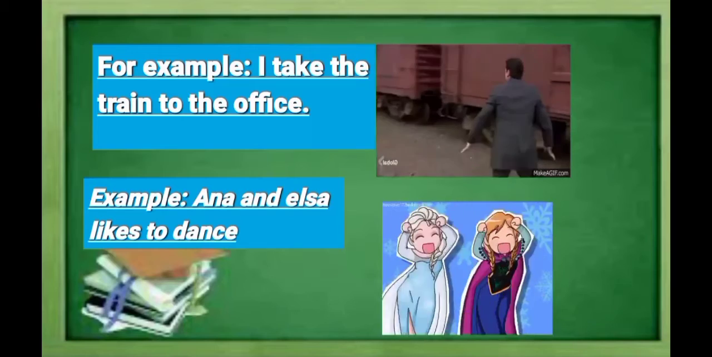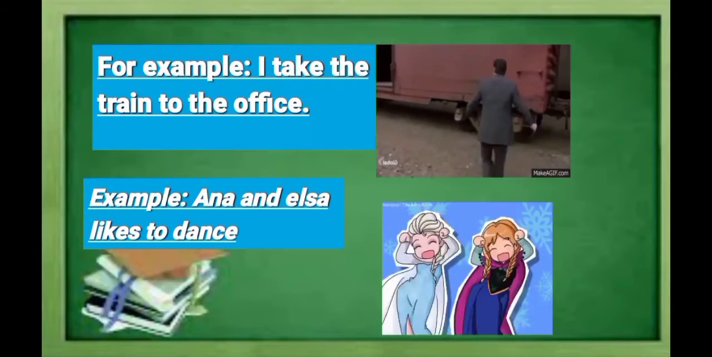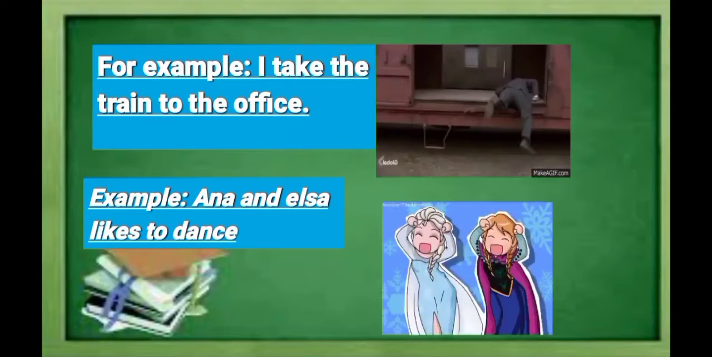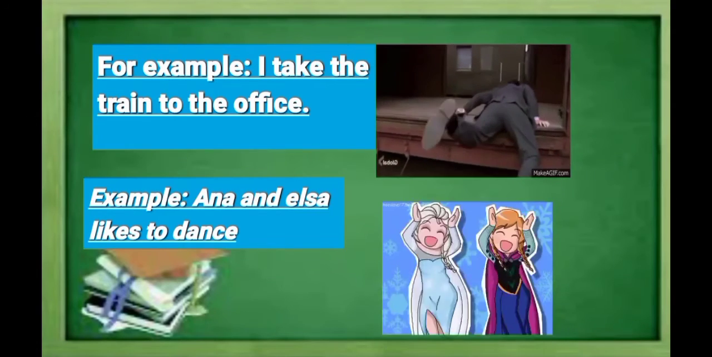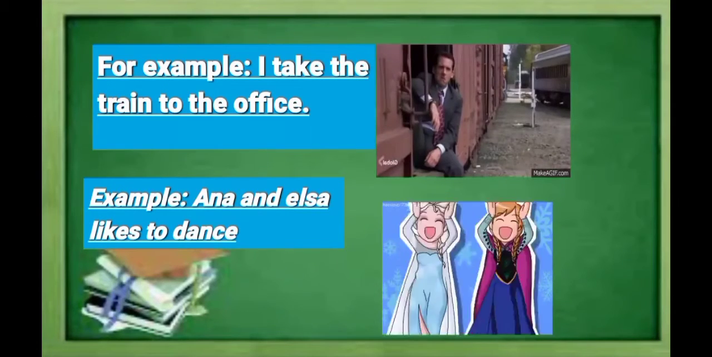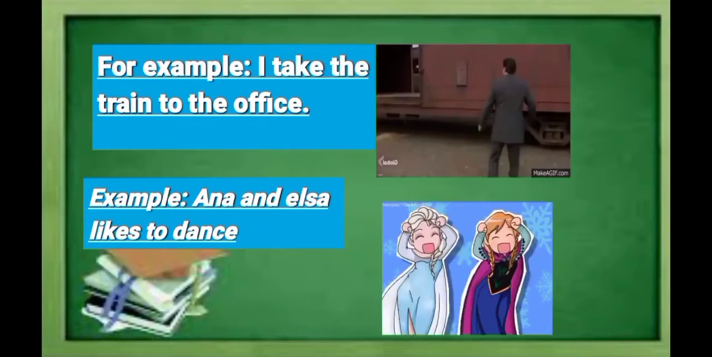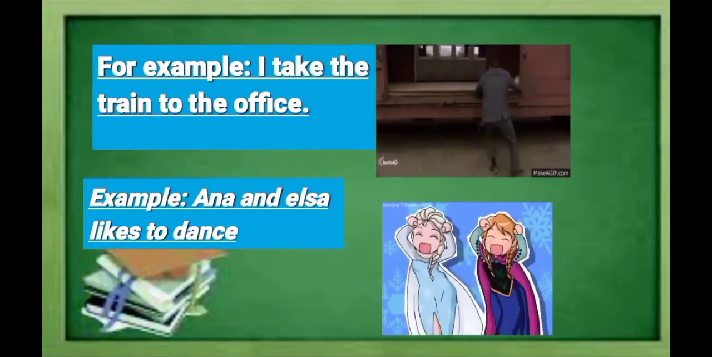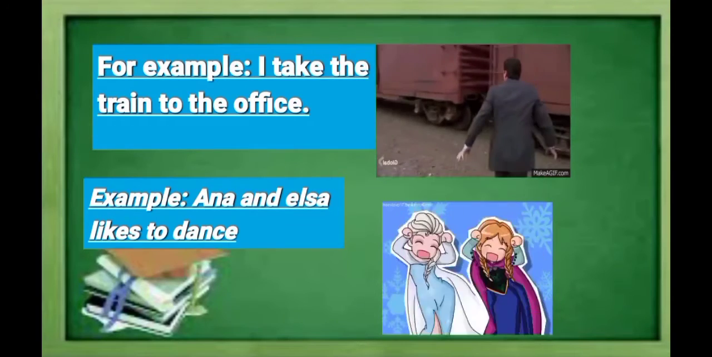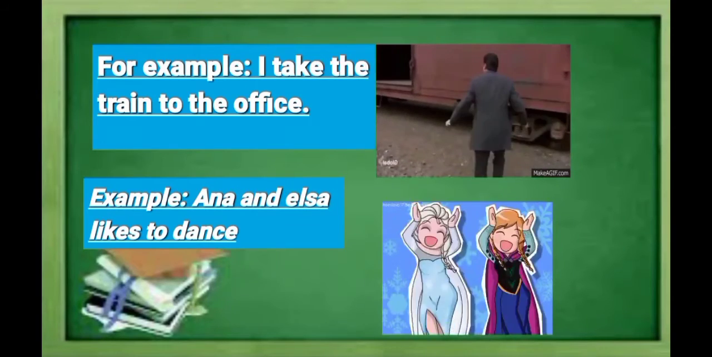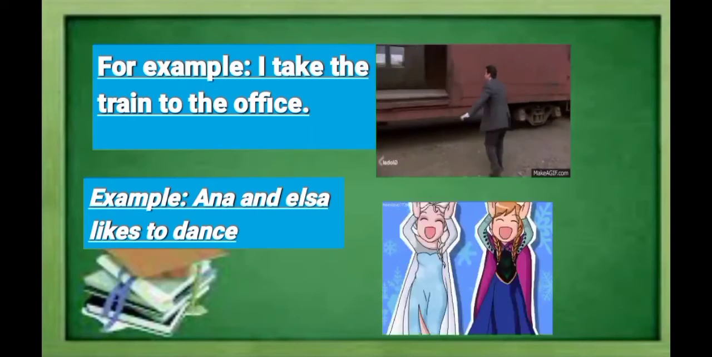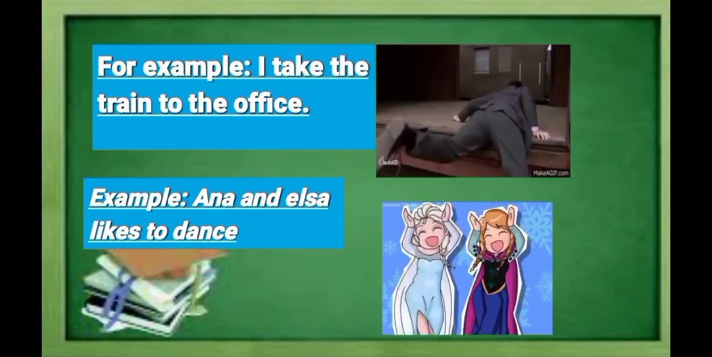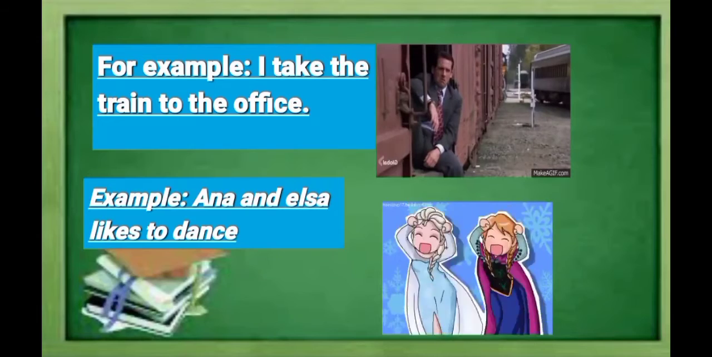First example: I take the train to the office. Why is it present? Because I take the train to the office. Take is an action in progress that is happening now. The second example is Anna and Elsa like to dance. Likes is present, an action that is happening today, still in progress.